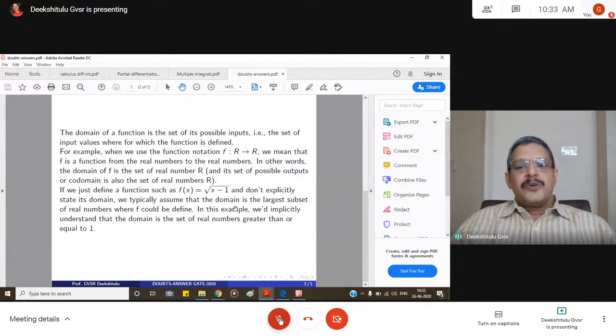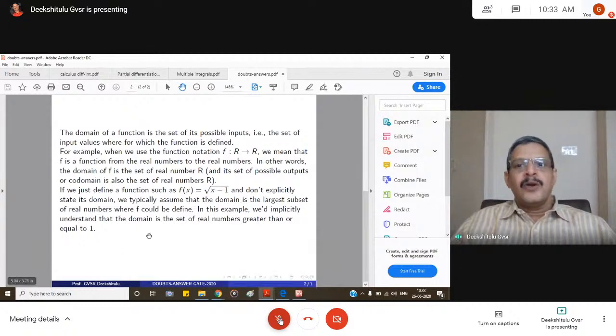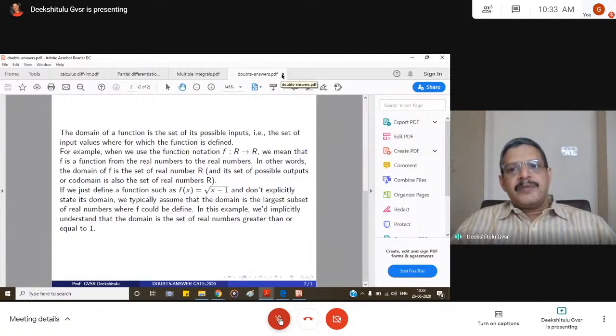So we typically assume the domain is the largest subset of real numbers where f could be defined. In this example, we would implicitly understand the domain is the set of real numbers greater than or equal to 1. Hope the doubt regarding the domain is clear, my friend. So this is one question he has asked me about the domain. If you have any doubts, you are free to ask me, I welcome you all. I will try to answer the questions.